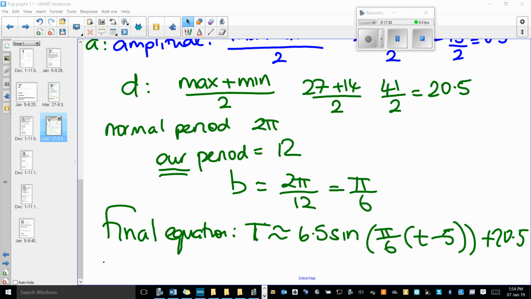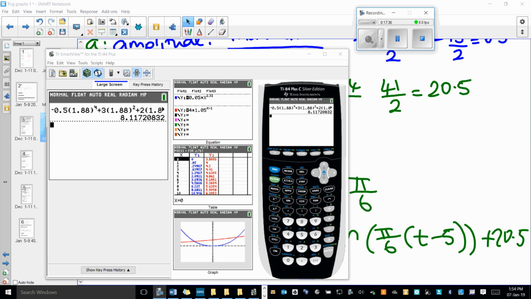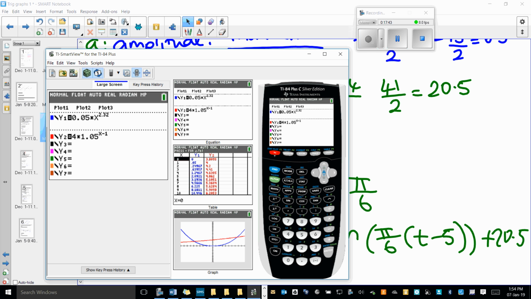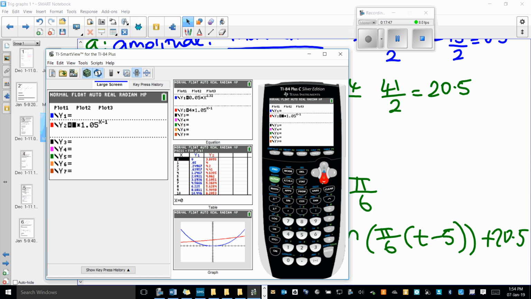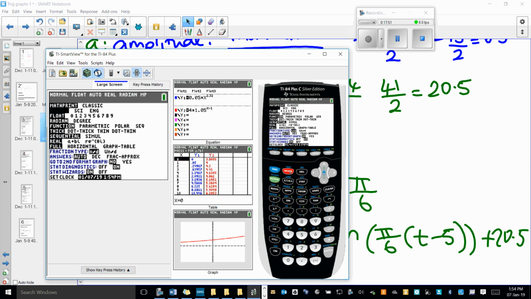If we're inputting it here, we'd be doing it into the y equals bit. But we need to have all the right modes. So let's clear everything out. Go into mode and make sure it's in radians, because that's what we're using. Then when we are doing y, it goes back to the y equals.